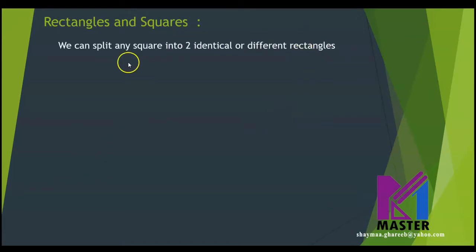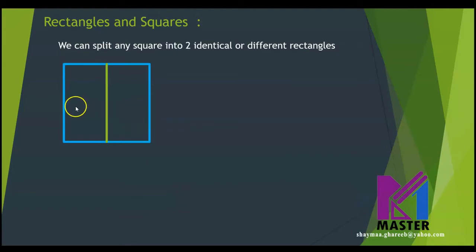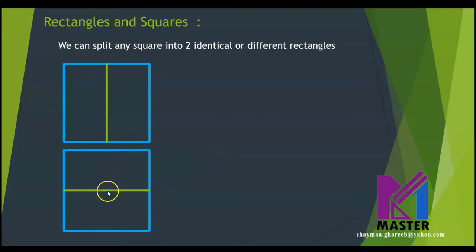Now, let's see the relation between rectangles and squares. We can split any square into two identical or different rectangles. For example, this is a square. I can split it this way, so it will be split into two rectangles. Or this way, so I cut it into two rectangles. And these two rectangles are exactly the same size. And here they have same size, which means they have same area. Is this clear?